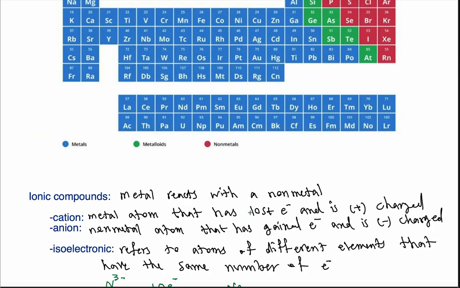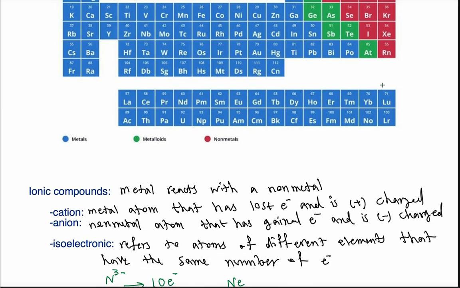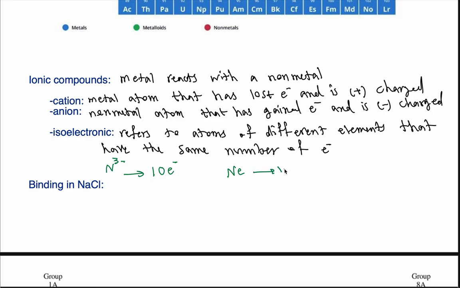Neon is right here, on the second row, and it's a noble gas. This column, the 8th column, are called noble gases. So they have their valence shell completely full. That's why they have no tendency to participate in reactions to form compounds. Neon has 10 electrons. So these two different atoms belong to different elements. They both have 10 electrons, and we call these isoelectronic species.